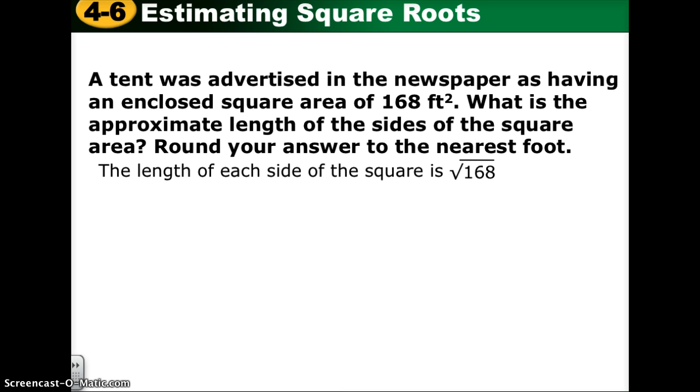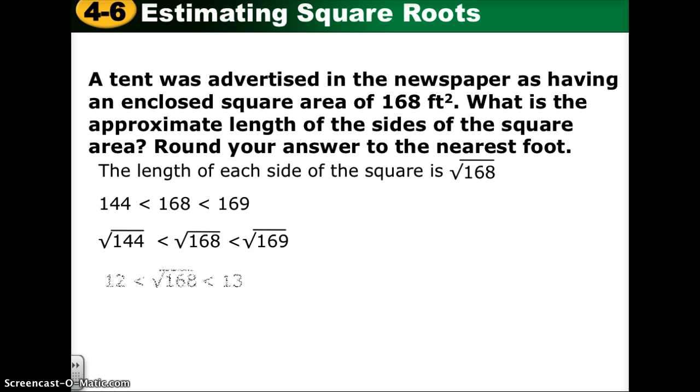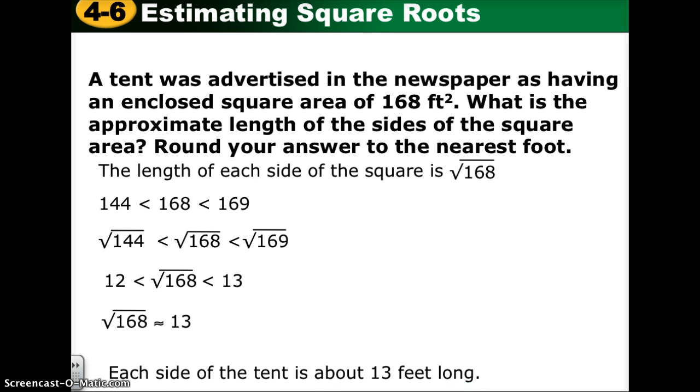So the length of each side of the square would be the square root of 168. 168 falls between the perfect squares of 144 and 169. The square roots of those values are 12 and 13. So we know that the square root of 168 without using a calculator is somewhere between 12 and 13. We would approximate that it's about 13 because 168 is closer to 169 than it is to 144. So each side of the tent is about 13 feet long.